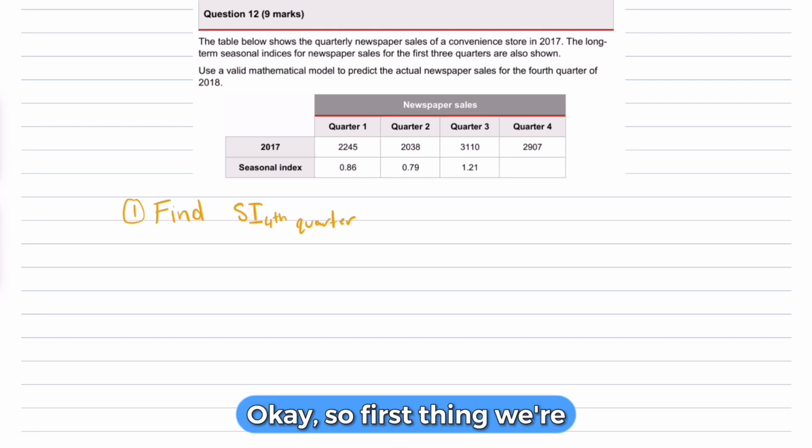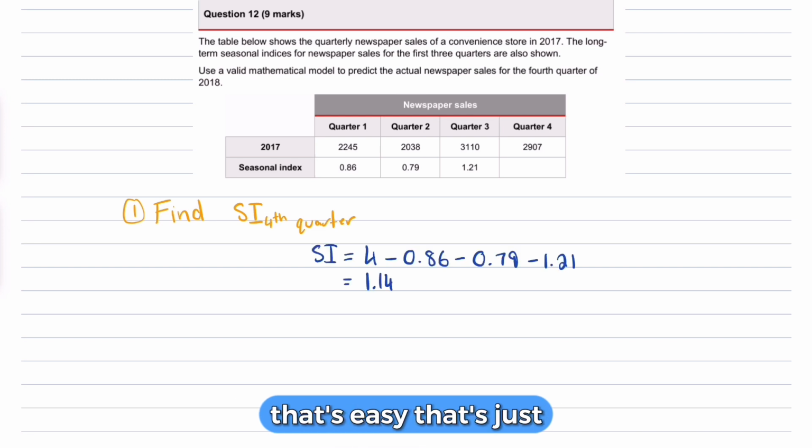Okay, so first thing we're definitely going to have to do is find the seasonal index of the fourth quarter. And that's easy. That's just going to be 4 minus the other values, which is equal to 1.14.